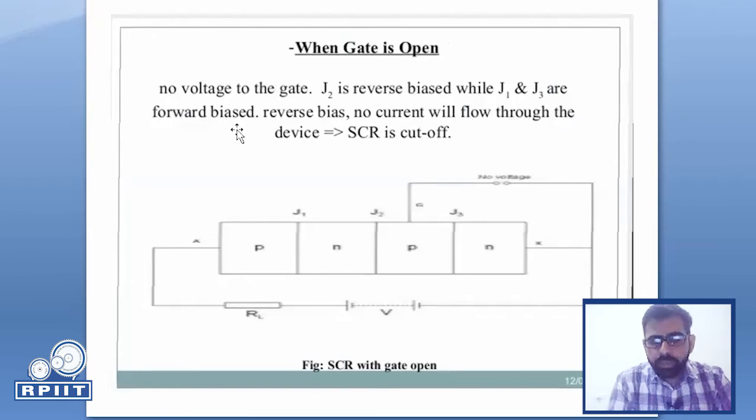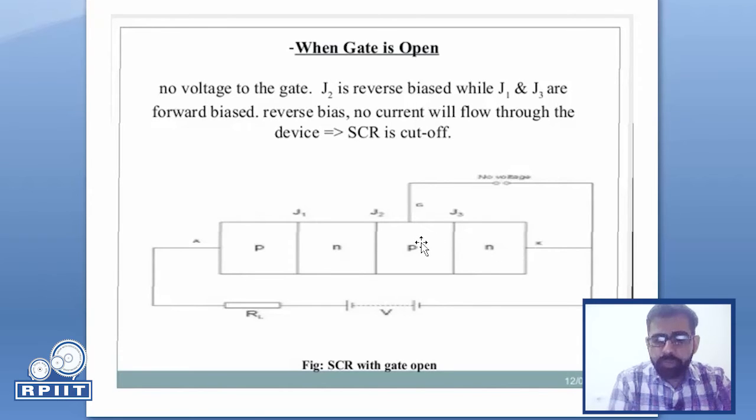When the gate is open, it means this switch, which is given here, is open. At that time there is no gate signal, so no voltage to the gate. So J2 is reverse biased while J1 and J3 are forward biased. In that case, our J1 and J3, what will they be, they will be reverse biased, because we are applying the voltage in this way. Our current will flow like this. So we can say that our J1 and J3 are reverse biased.